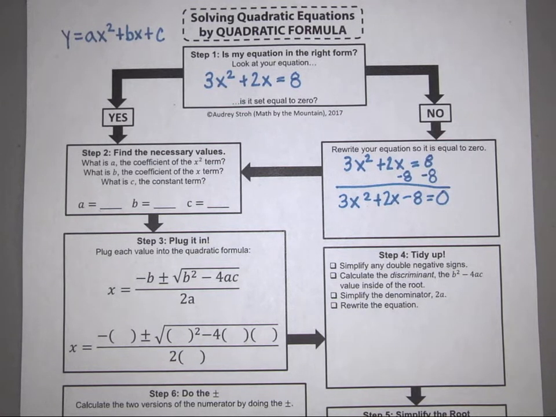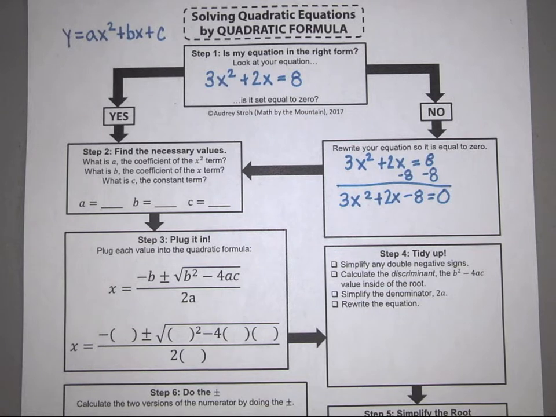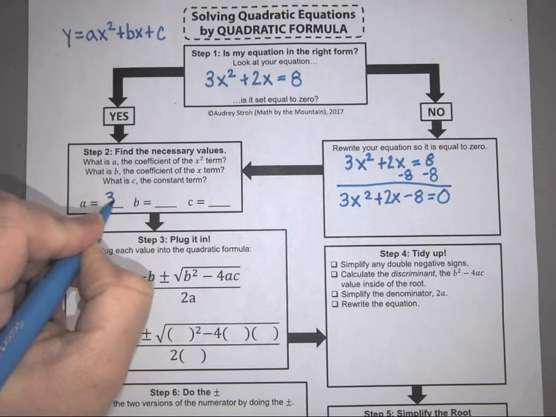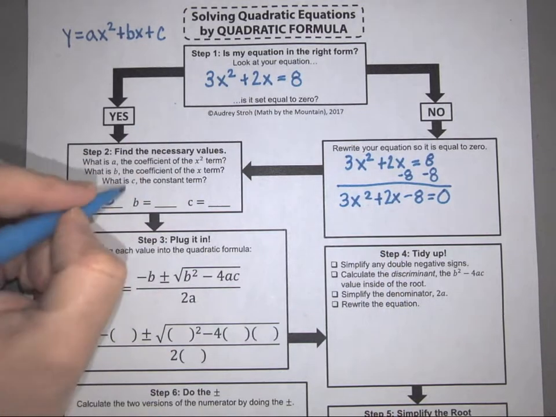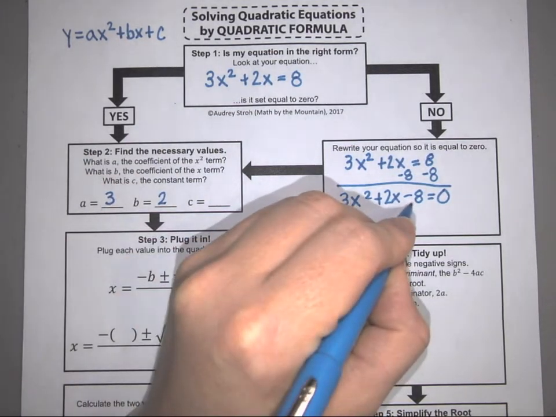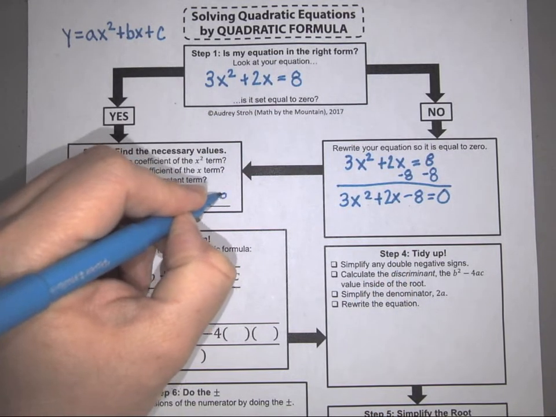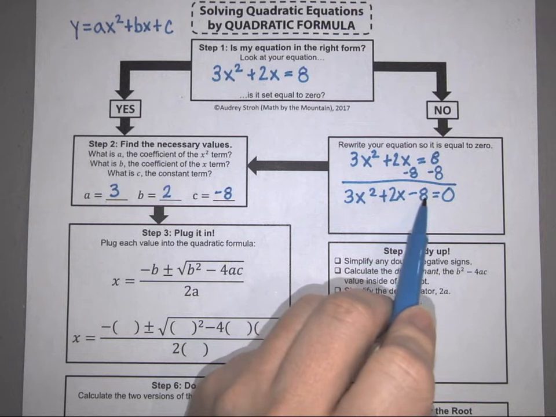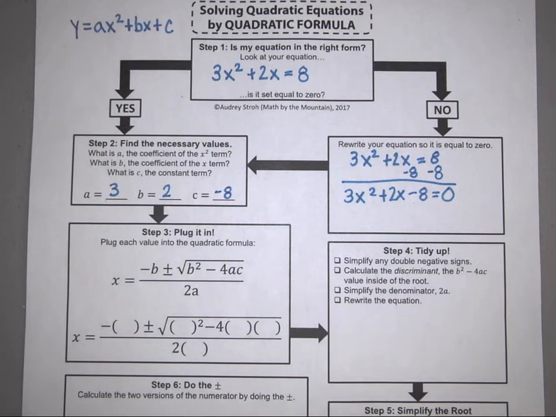All right, now I'm going to identify my a, b, and c terms. For this function, my a is 3. My b is 2, and my c is negative 8. Remember, when you're identifying those values, the sign in front of the number sticks with it.